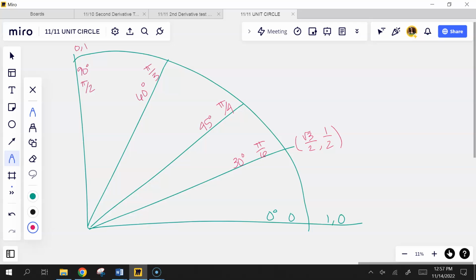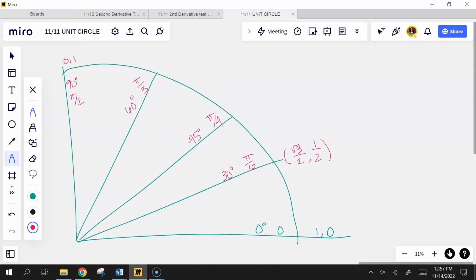So 30 times 180 divided by what? How are you getting that? You divide by 180, and it's pi over 180. We divide by 180 and throw pi on top. Okay.